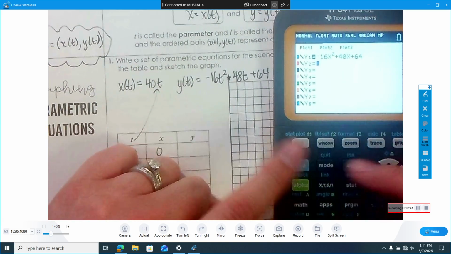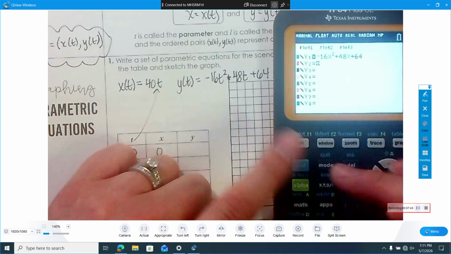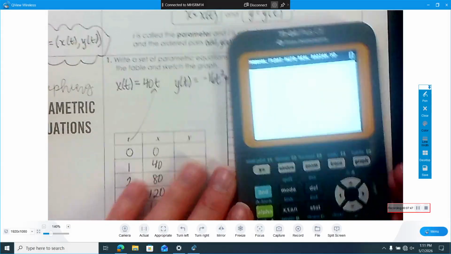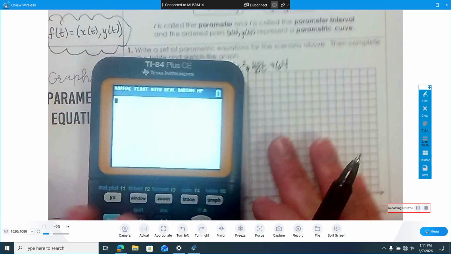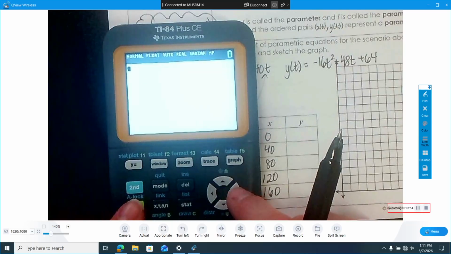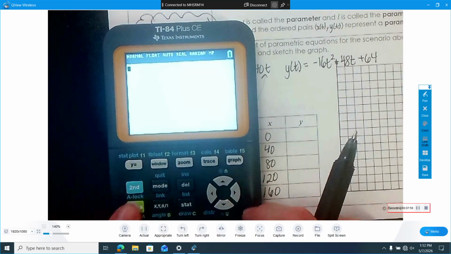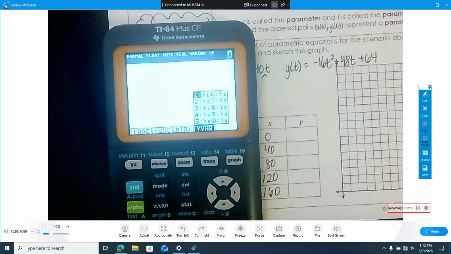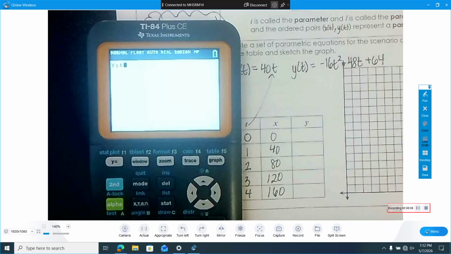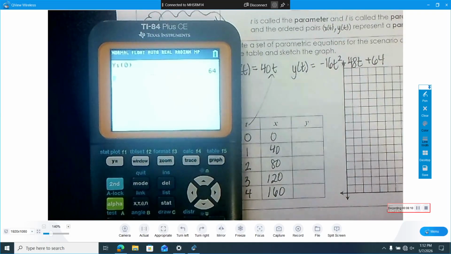go ahead and do a second quit, and go back to your home screen. And we can call up that y variable pretty easily by doing alpha F4. Alpha F4 pulls up our variables, all the y variables, and we want that first one, we want y1, so just hit enter. And I want to do y of 0, and it's 64.